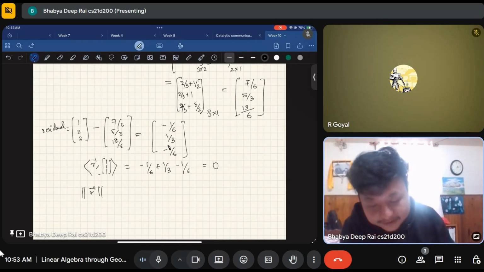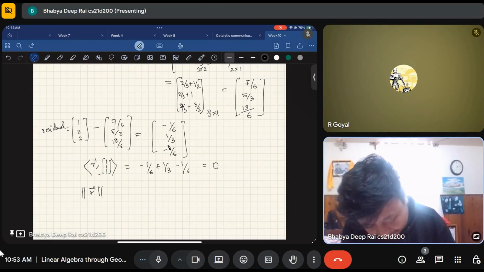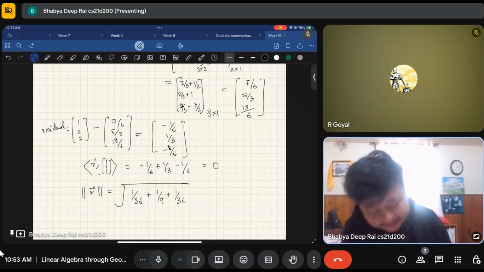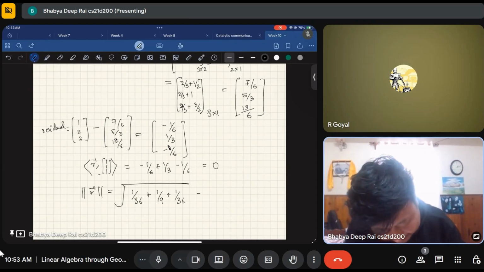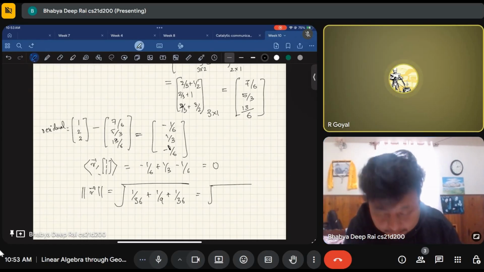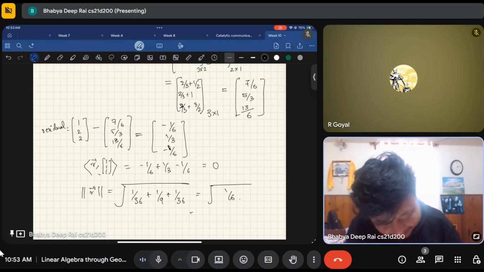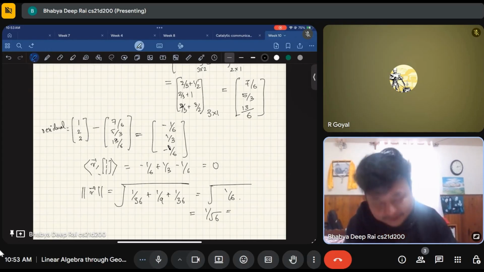The norm of the residual will give us the limit to our approximation, which is equal to the square root of 1 by 36 plus 1 by 9 plus 1 by 36. So as you can see, this is very small. Square root of 1 by 6. So it is equal to 1 by root 6, which should be a very small quantity.